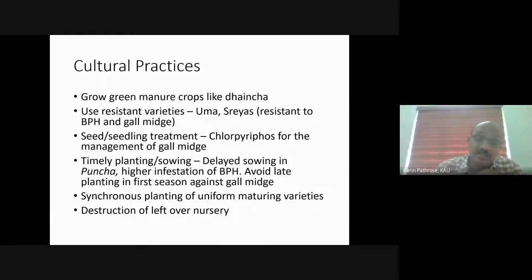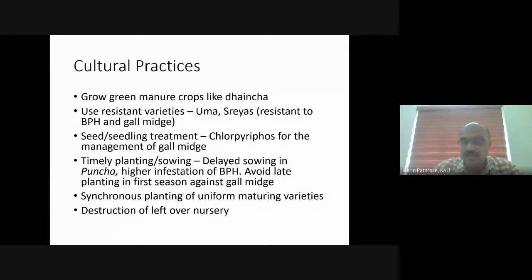We can use resistant varieties which are resistant to gall midge, BPH, etc. A typical example is Umayan's variety, which is resistant to both BPH and gall midge. Then if there is an area where gall midge is severe, we can go for seed and seedling treatment.